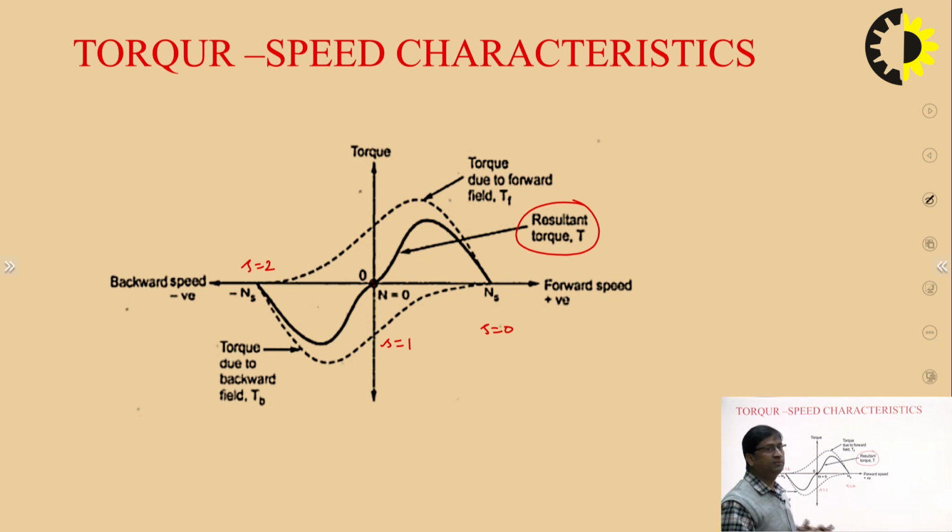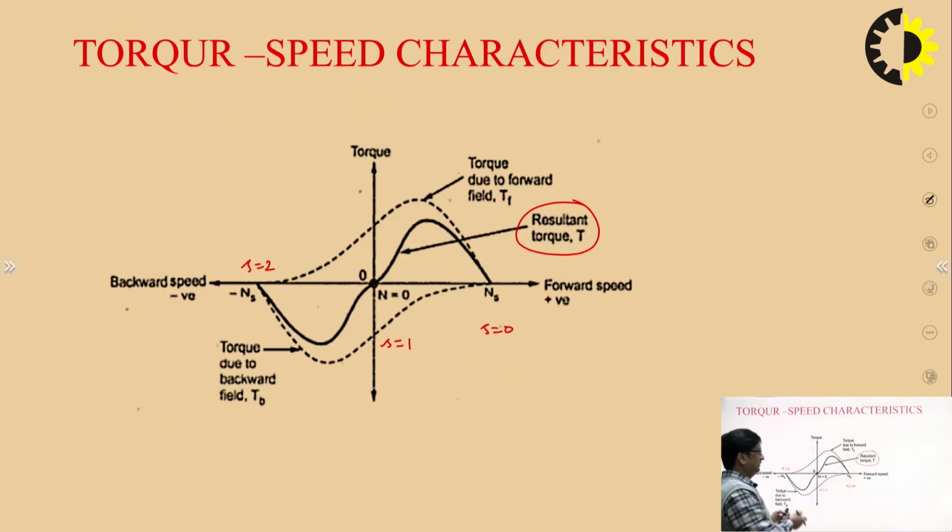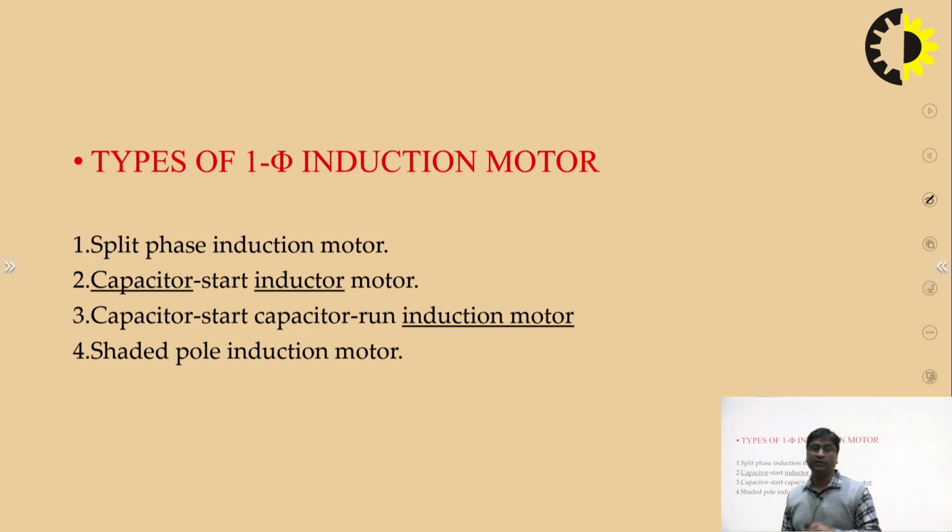Now how can we start them? Once we have discussed the torque speed characteristics, the double revolving theory says that this single phase motor will not start. Then what will we do? How can we start it? Now the method of starting. The next topic is the types of induction motor, which means that based on the method by which we start this motor will be the type of the induction motor.